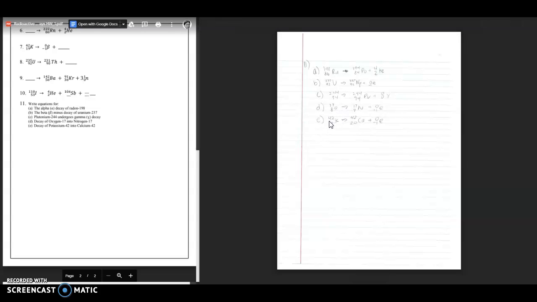And then part E, the decay of potassium-42 into calcium-42. So you have potassium-42 with 19 protons, and then you have the product, which is calcium-42 with 20 protons. And based off of previous knowledge, you know that in beta minus decay, a neutron is converted into a proton, and you see that you gain 1 proton, so it has to be beta minus decay, and you express that by adding the beta minus particle, and that's it.